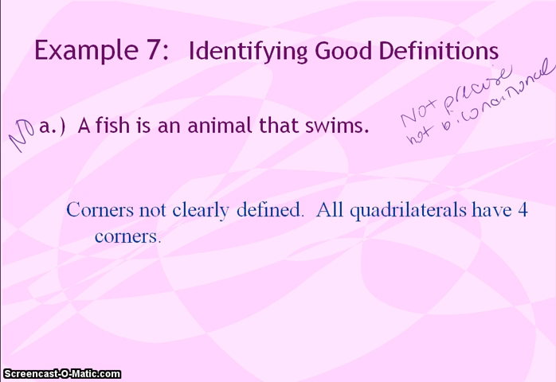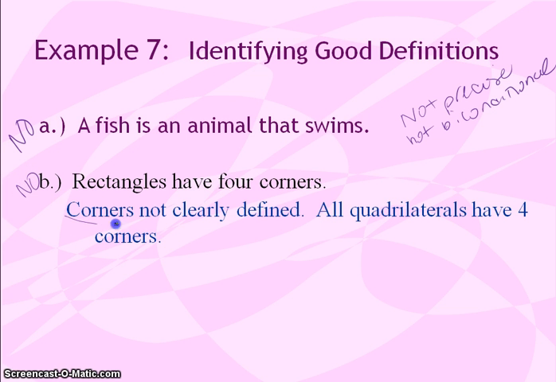Okay, let's look at the next one. Rectangles have 4 corners. This is also not a good definition. The reason being, corner is really not a clearly defined term. Rectangles have 4 corners, so do trapezoids, so do rhombuses, so do squares. That isn't specific enough to tell us what a rectangle truly is.